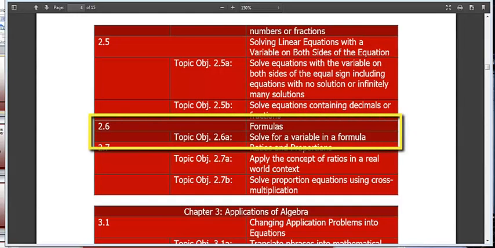Today we will be in Chapter 2, Section 6, Formulas. Our topic objective for today is to solve a variable in a formula.